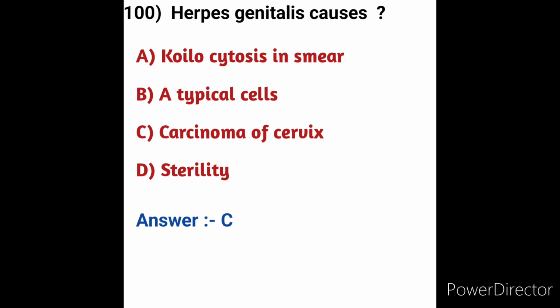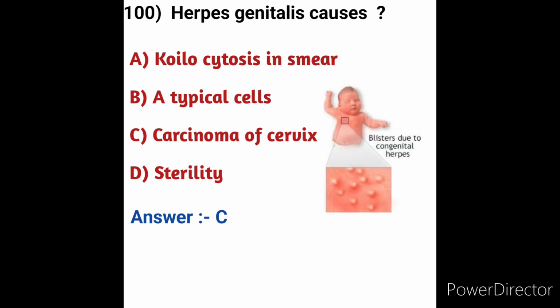If women become infected with herpes genitalis in the last 3 months of pregnancy, the virus is passed on to the baby in about 30 to 50 of 100 births. Herpes genitalis is a common sexually transmitted infection caused by HSV, the herpes simplex virus. Carcinoma of the cervix is also associated with herpes genitalis. Among the options, option C, carcinoma of cervix, is the correct answer.